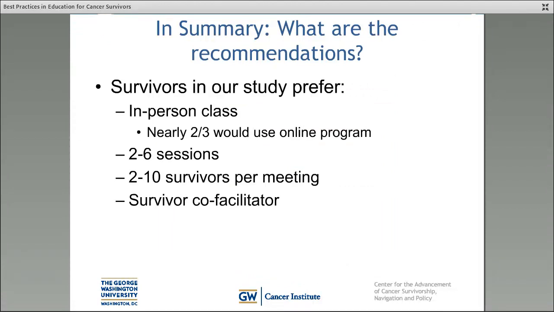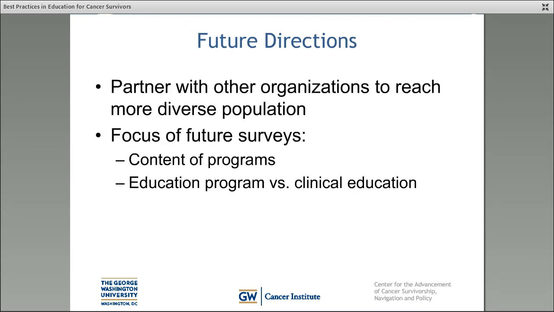So in summary, what are the recommendations that we can learn from our survey results? As you've seen, survivors in our particular study preferred an online class or an in-person class, but nearly 2/3 would use an online program. They preferred a class that had multiple sessions, 2 to 6 sessions, with other survivors attending the meetings, 2 to 10 per meeting. And they indicated a preference for having a survivor co-facilitator.